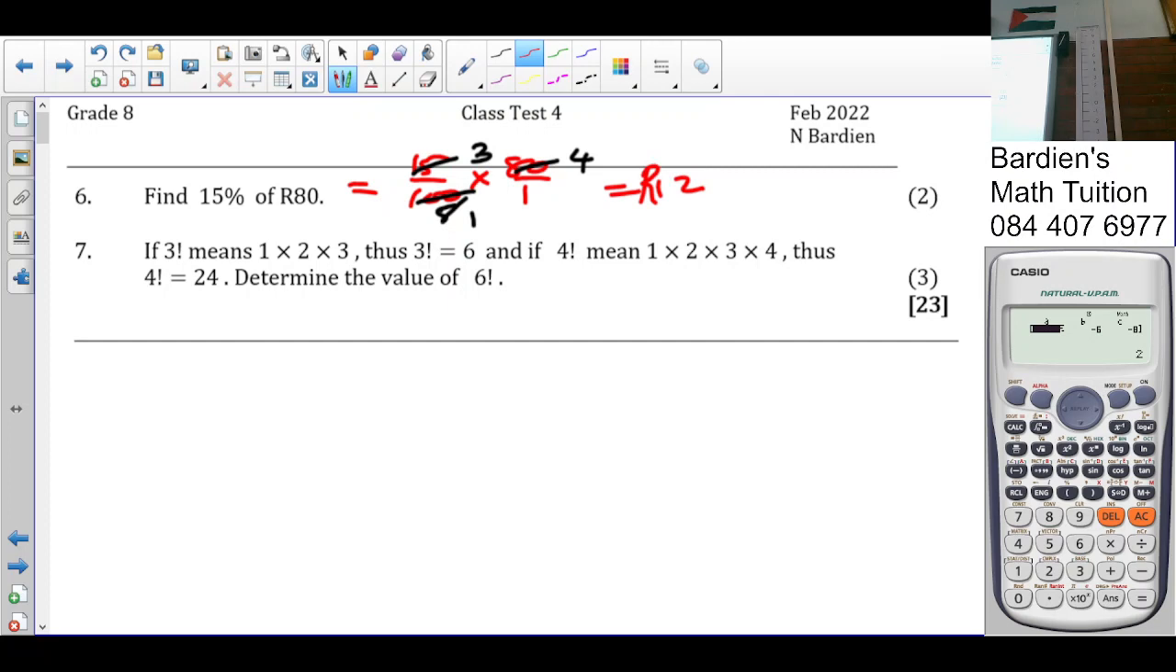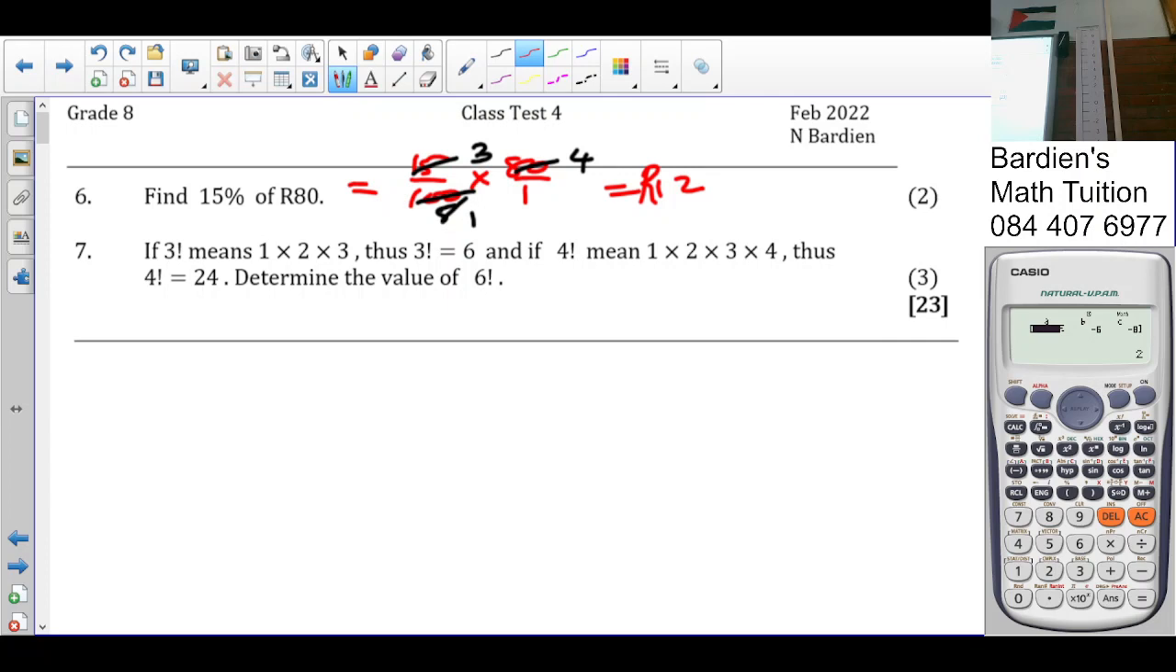And the last one, that's a factorial sign. 3 factorial means 1 times 2 times 3. Then 1 times 2 is 2, times 3 is 6. So 3 factorial is 6. Then 4 factorial means 1 times 2 times 3 times 4. 1 times 2 is 2, 2 times 3 is 6, 6 times 4 is 24.